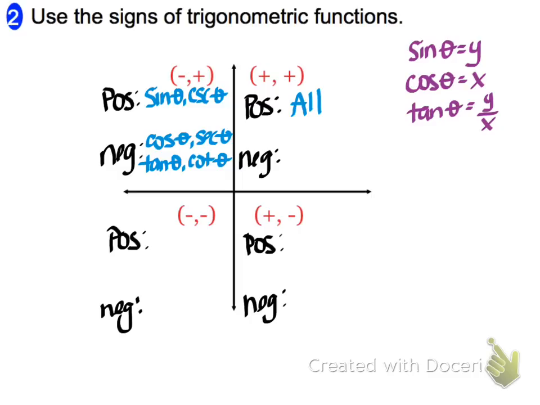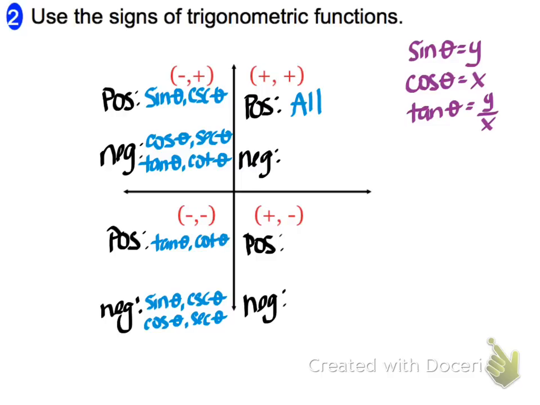Let's go down to quadrant 3. In quadrant 3, both the x and the y are negative. So that tells me both sine and cosine, and their reciprocals, cosecant and secant, are all negative. But what happens when we find tangent? When we divide a negative by a negative, we get a positive. So that means that tangent and cotangent are positive in that quadrant.